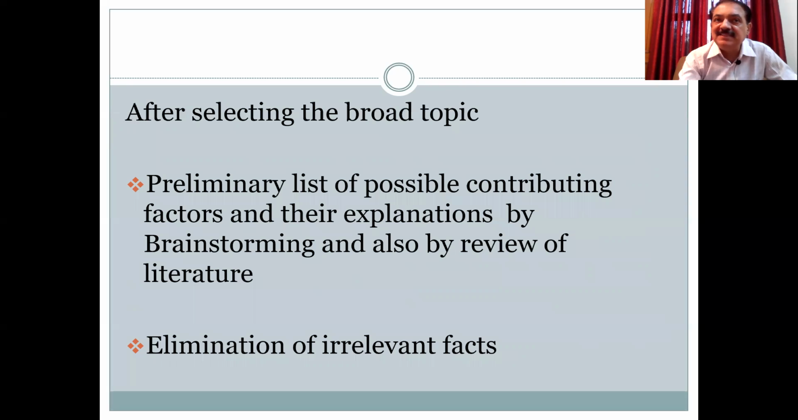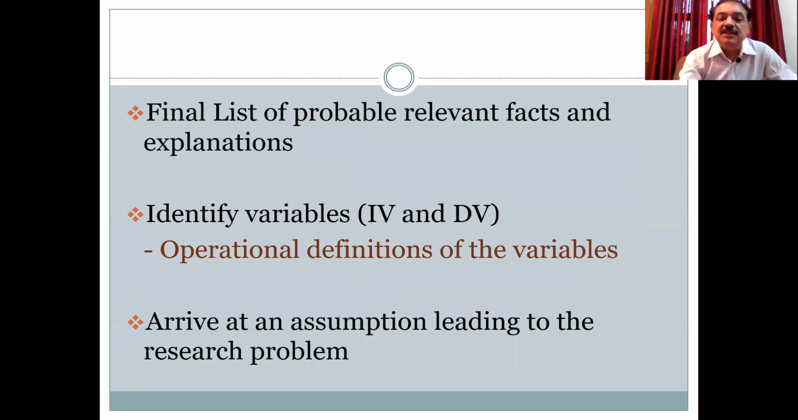So from that prepared preliminary list, you can eliminate irrelevant facts. And once you eliminate whatever is irrelevant, then you can prepare the final list of probable relevant facts and explanations. Once the final list is prepared, you become more and more focused on your topic.